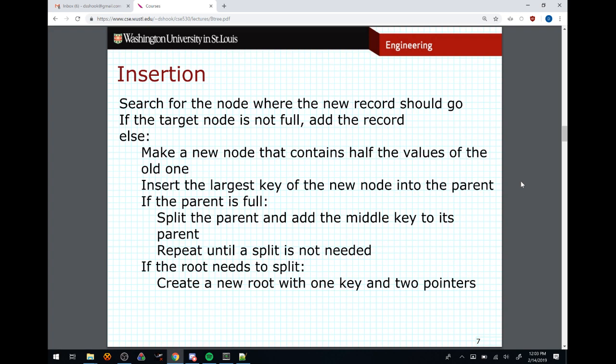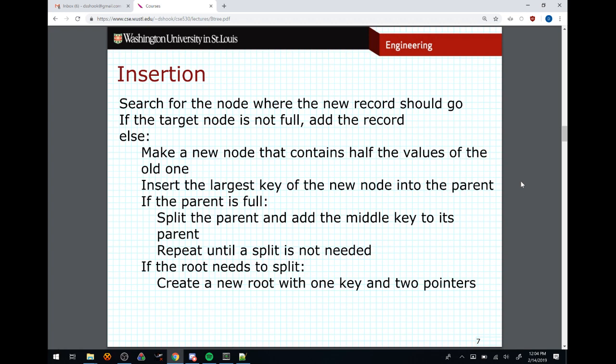And then you're going to find the leaf node where the value should go. And now you've got a decision to make. If the target node, the node where I want to put the value, is not full, that's the easiest possible outcome. I just put the value in the node and I'm done.